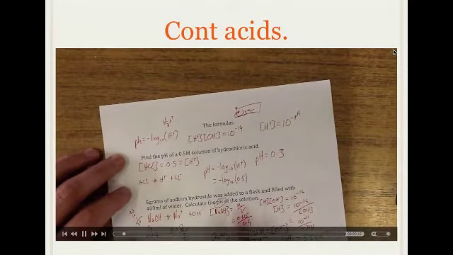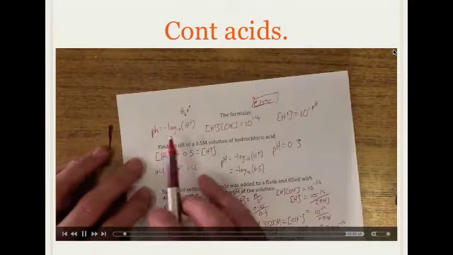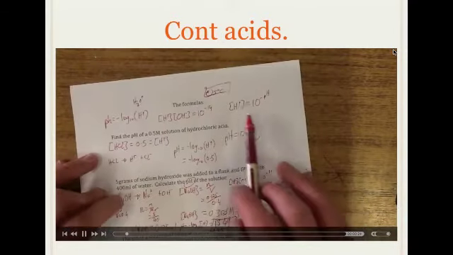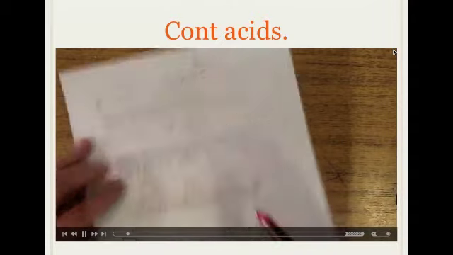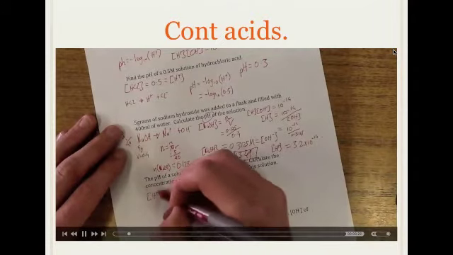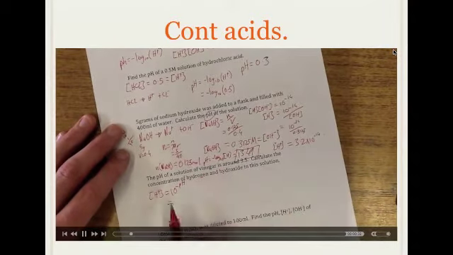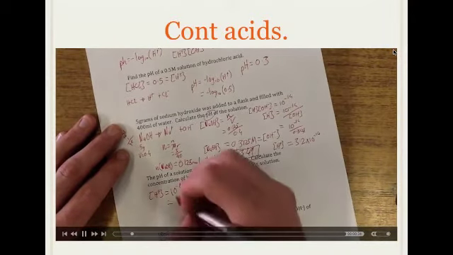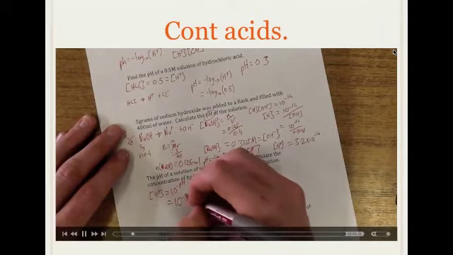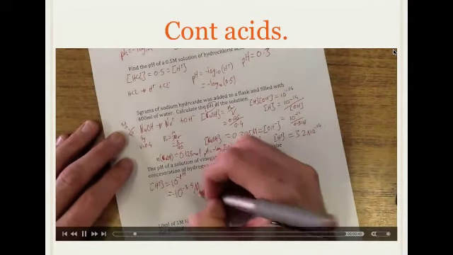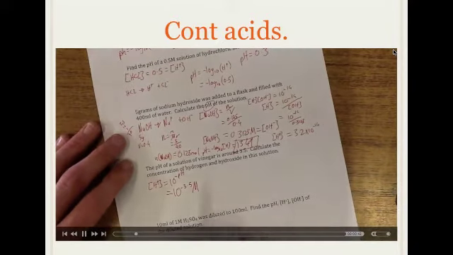We're trying to work out something and we're given a pH, so we're not going to need this one. We're trying to work out the concentration of hydrogen, so we're going to use this one here. So concentration of hydrogen equals 10 to the negative pH. Our pH is 3.5, so the concentration of hydrogen is equal to 10 to the power of negative 3.5. That will be in molar because it's a concentration.